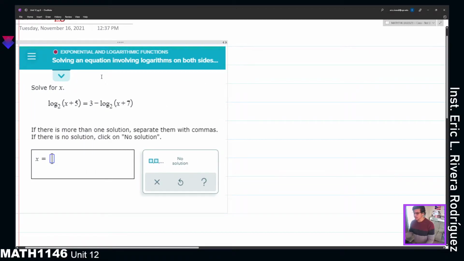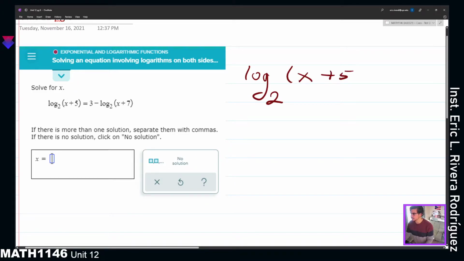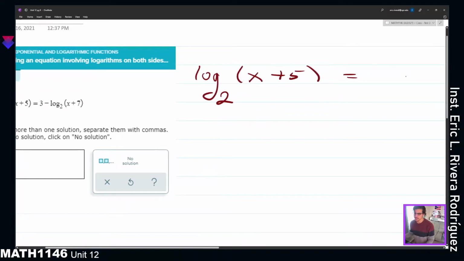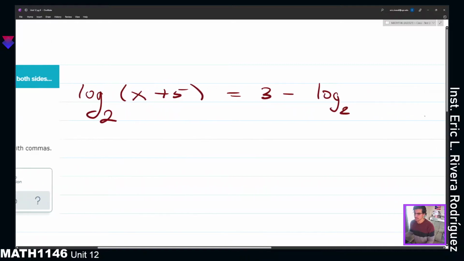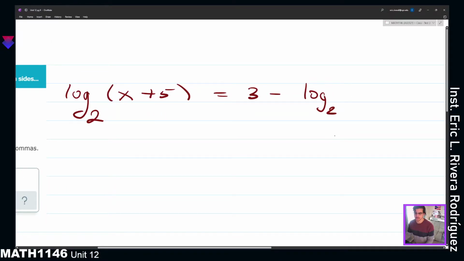All right, so we are continuing solving logarithmic equations. But now we are going to introduce, so we are ramping up the difficulty here, but we are going to continue using the same properties and the same strategy. So I have here log base 2.